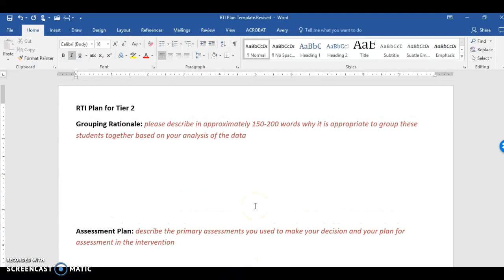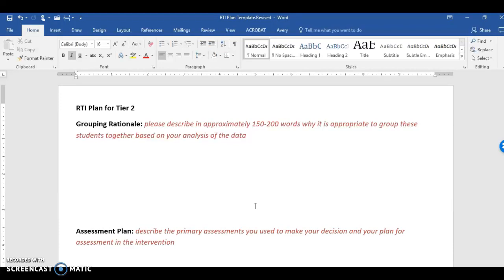So you're each going to come up with an intervention plan for just one of those groups. Look at what your classmates have said, look at what your own analysis of the data shows you, and select one group that you believe is a candidate for a tier 2 intervention.